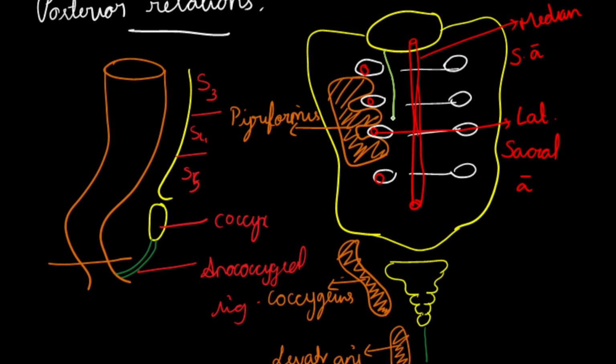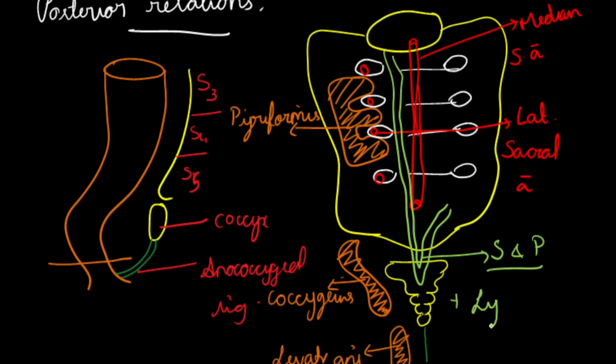And then comes the sympathetic and parasympathetic nerve plexus. In case of the sympathetic chain, it is S3, S4, S5. And in case of parasympathetic, it is the pelvic splanchnic nerve, both the sympathetic and parasympathetic. And related to it, we will be having lymphatics and fat. So let's see once again regarding the posterior relationship.